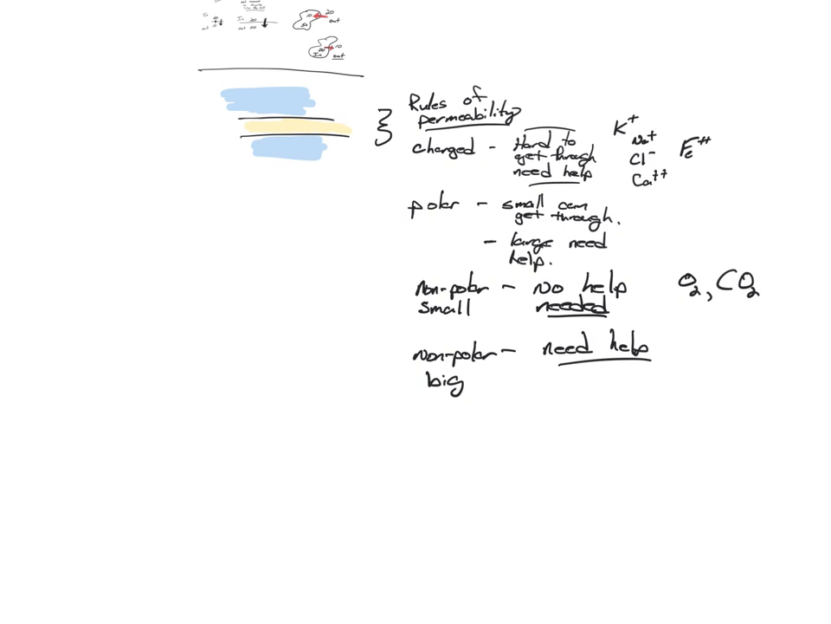I'm going to tell you there's a couple that you should know automatically. You should know that glucose is big and polar by this point. So you've got to know it needs help. And you've got to know that water is polar and small. So you know it's going to get through, but it still probably needs a little help. So that should be in your head. Is that clear? Because you should know that, because we've covered it so much over the last couple months.